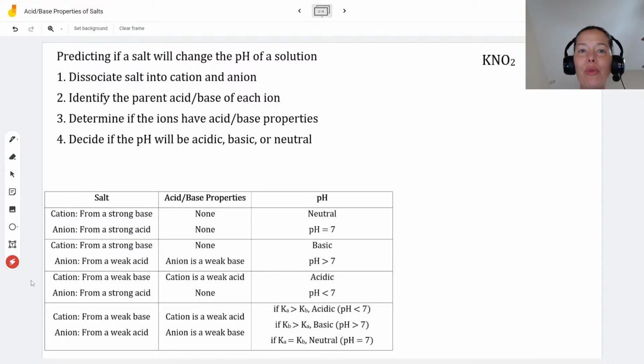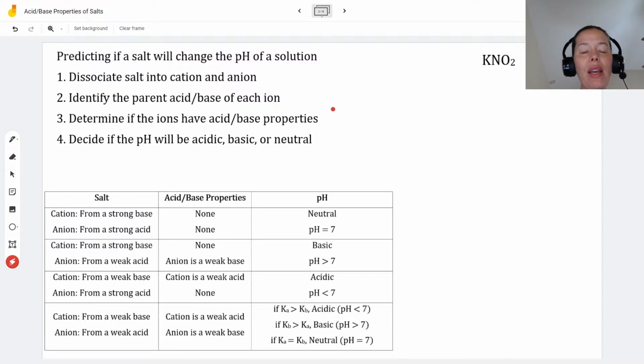Let's talk about our rules for determining if a salt will change the pH of a solution. So first, I just want to quickly go through these steps. The first step is I'm going to take the salt and break it apart into its cation and anion. So I want to see how it dissociates in aqueous solution. The second thing I'm going to do is take that cation and anion and identify what I call the parent acid or the parent base of each of those ions. So each of those ions may be the conjugate of either an acid or a base, and I want to identify what those are.